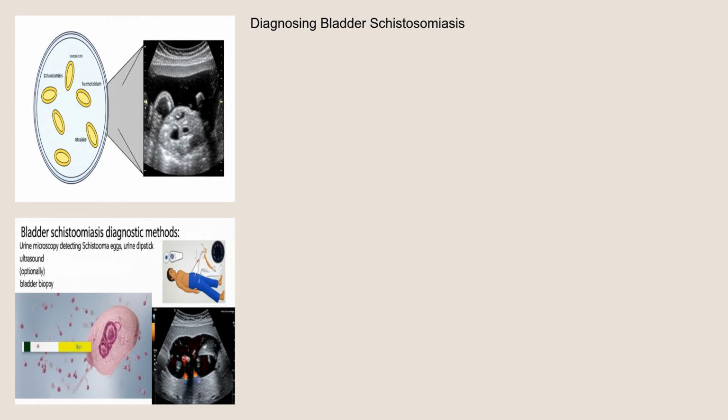Diagnosing bladder schistosomiasis typically involves detecting Schistosoma haematobium eggs in urine samples. Microscopic examination of urine is the most common method. Other diagnostic tools include urine dipstick tests for blood, ultrasound imaging to assess bladder and kidney damage, and sometimes bladder biopsies to examine the bladder tissue directly for the presence of eggs and signs of inflammation.